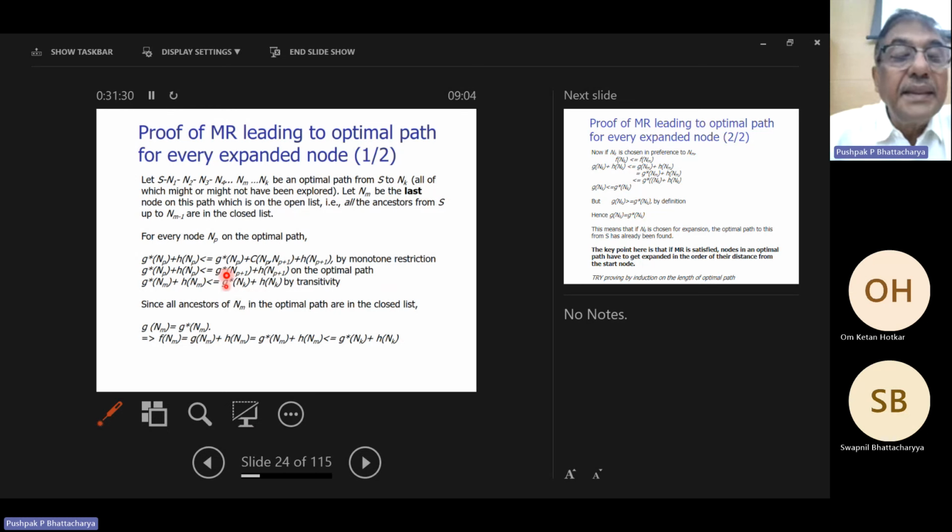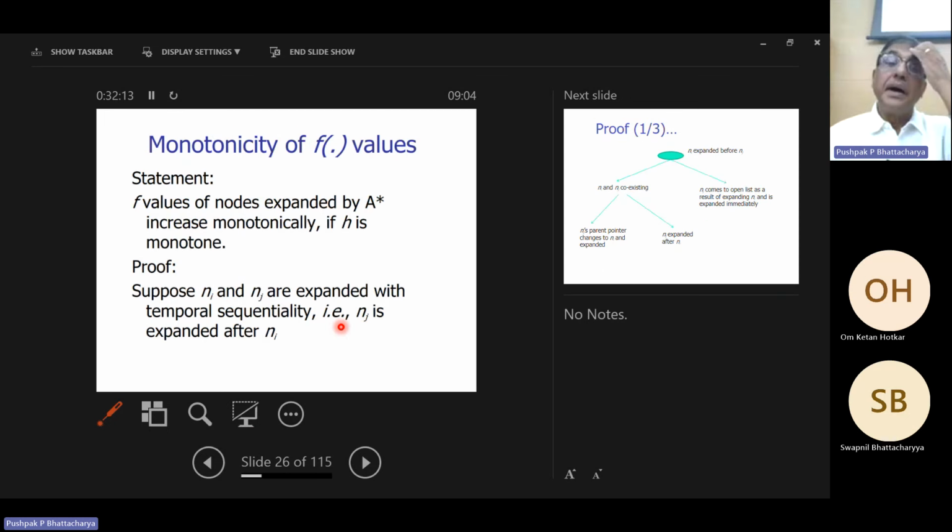And then by transitivity, g star(nm) plus h(nm) must be less than or equal to g star(nk) plus h(nk). So this applies for every parent and child. This quantity, g star plus h, is less than or equal for every parent and child. And therefore, this was the proof. Go through the slides, and if necessary, we can come back to it.